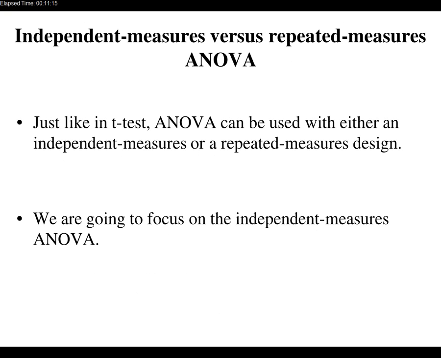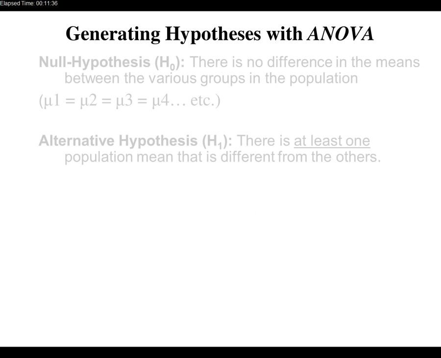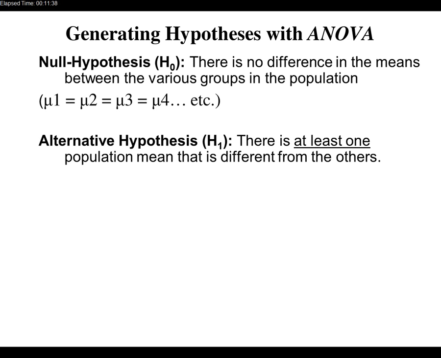And just like in the t-test, we could either use independent measures versus repeated measures ANOVA, okay? And we're going to focus on independent measures. And how do you generate a hypothesis with ANOVA? Well, same as always, right? There's no difference in the way that we do this in any other test.